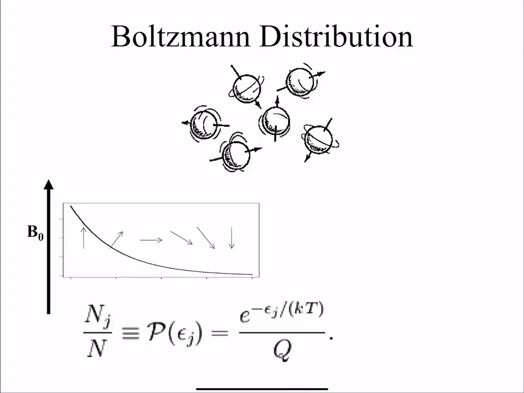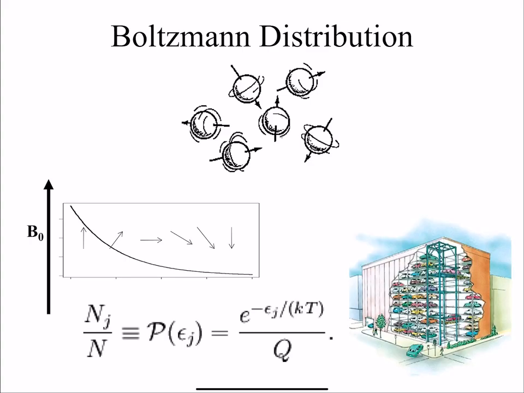And then there is the Boltzmann distribution, which says that the probability of being in a low energy state is much higher than being in a high energy state, and it falls off exponentially. The best explanation I've heard of this is to think about a parking garage, like the Gilman parking structure. It's got about four levels. So where's the lowest energy state? It's at the bottom.